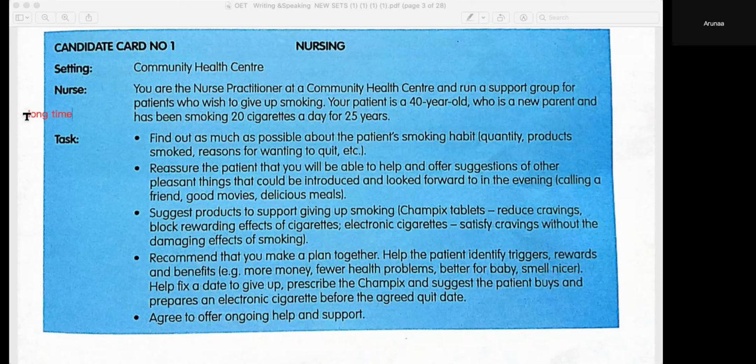Yeah, actually, I roll my own cigarettes. I buy the tobacco from the local market and the rolling papers. So I do it on my own. Okay. And at what time do you usually prefer smoking?